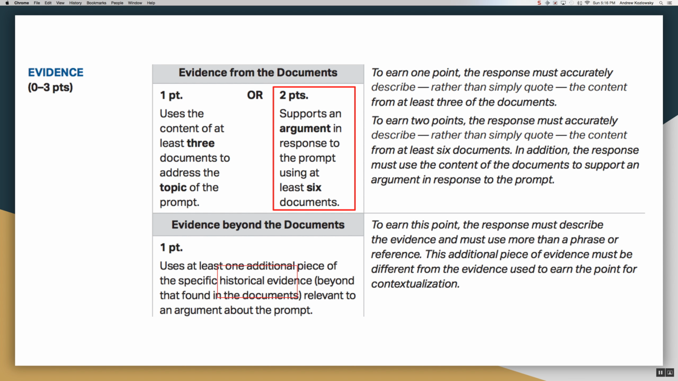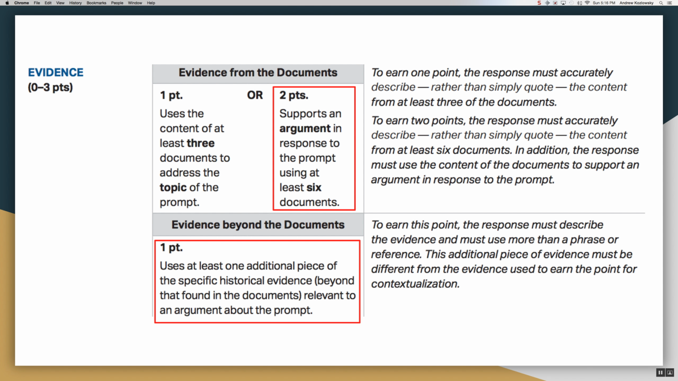The next point is the evidence beyond the documents, and that's going to be some evidence that you're going to bring in from your personal background knowledge. It could be something from a homework assignment. It could be something from a reading. It could be something from a class discussion. It should be specific though, right? An event, a person, a speech, all right?